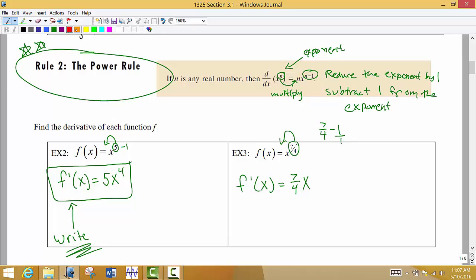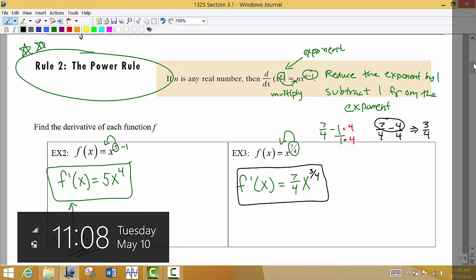So I'm going to think about 7/4 and then minus 1 over 1. In order to subtract fractions, I have to have a common denominator. What's really nice about subtracting 1 is that common denominator will always be what the other denominator is of the other fraction. So it's going to be 4. So what I really have now is 7/4 minus 4 over 4. And when we subtract fractions, we keep the common denominator, and then we combine the numerators on top. So 7 minus 4 gives me 3. So I get 3/4. So 3/4 becomes the new exponent. Okay, so here's my derivative, and this would tell me the slope of the tangent line at any x value along the curve.